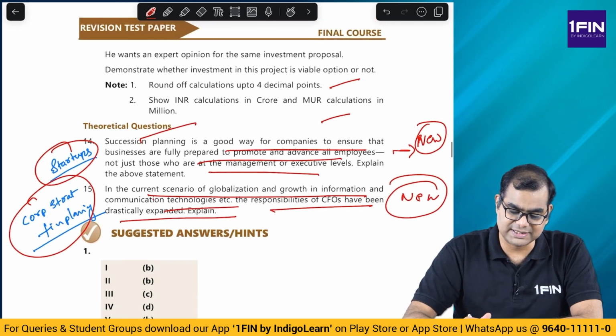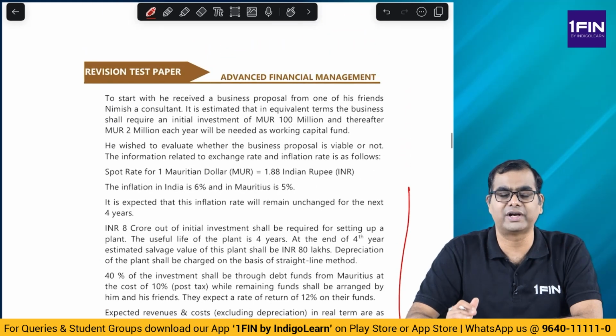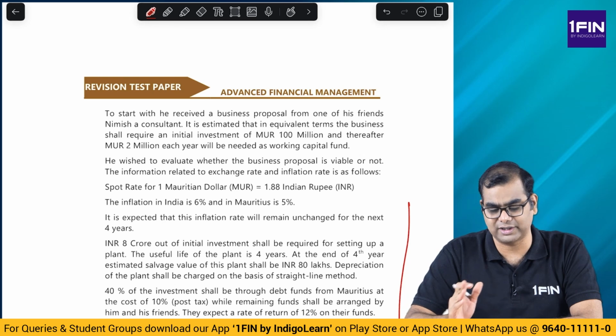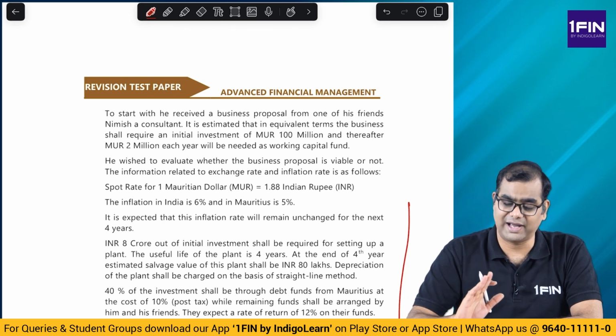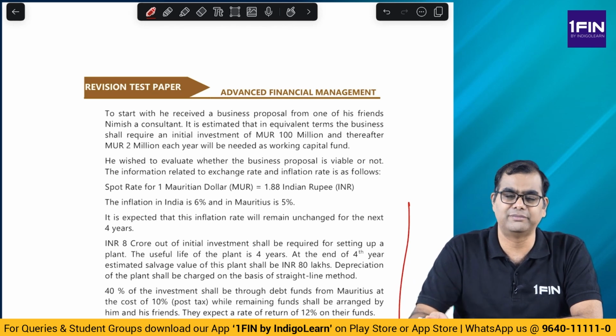Okay, so this is the summary of the RTP that we have for May 24 AFM. Those of you who are from SFM and who are writing AFM now, don't worry. We have a separate bridge course on SFM to AFM, basically all the new topics, new aspects, AFM advanced capital budgeting decisions topic and so on and so forth.